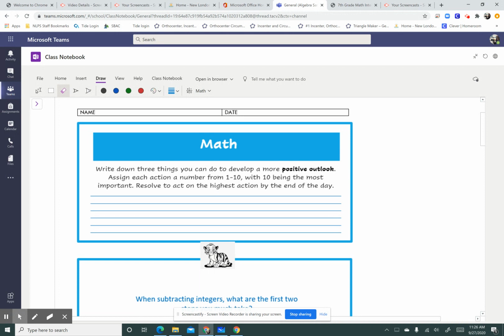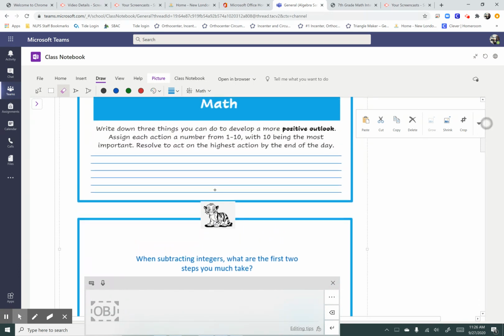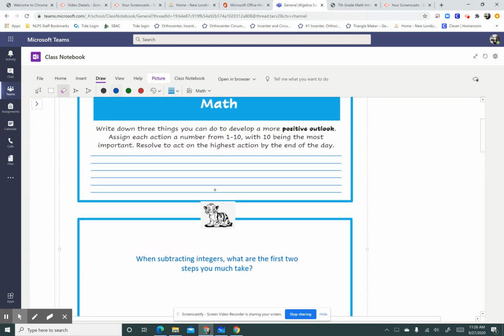Today, our Do Now asks us to write down 3 things that we can do to develop a more positive outlook. Assign each action a number from 1 to 10, with 10 being the most important. We're asked to resolve to act on the highest action today, and today is always a good day to start something new. So I highly recommend that you do that. So take a minute, work on your Do Now, and then come back and we'll start our lesson.